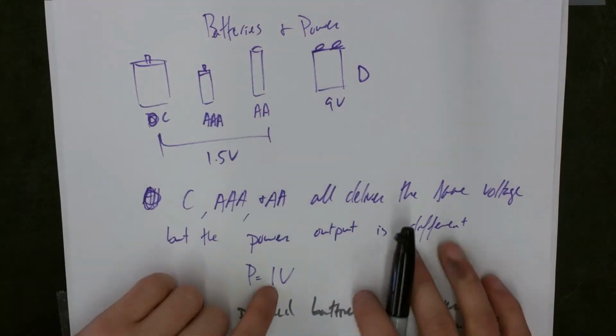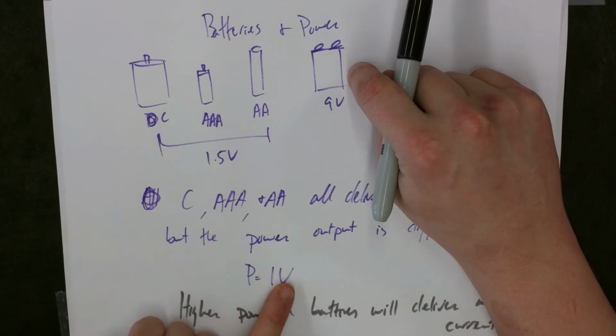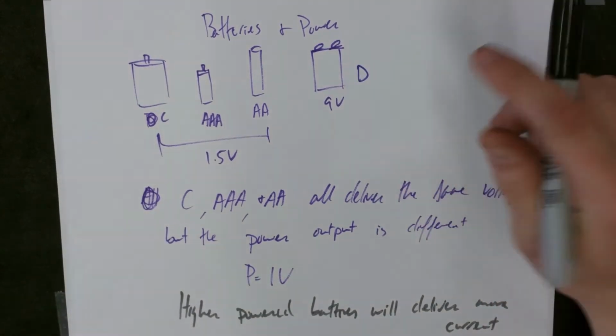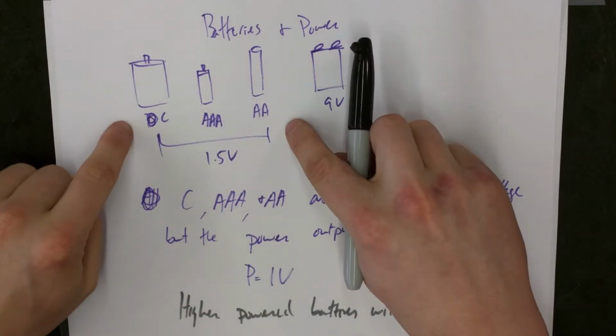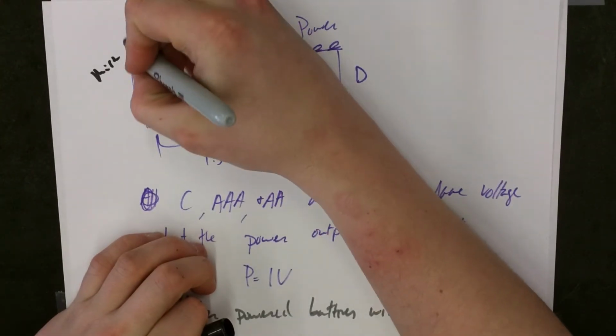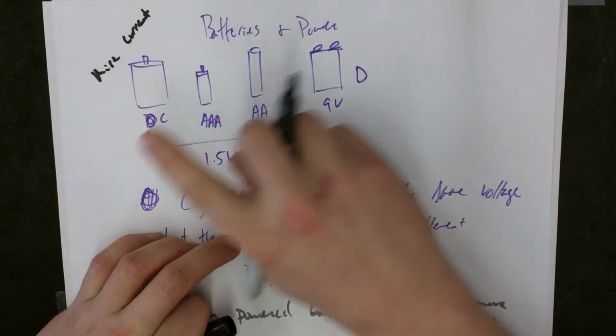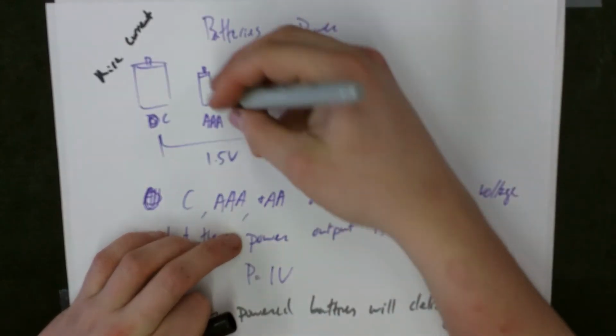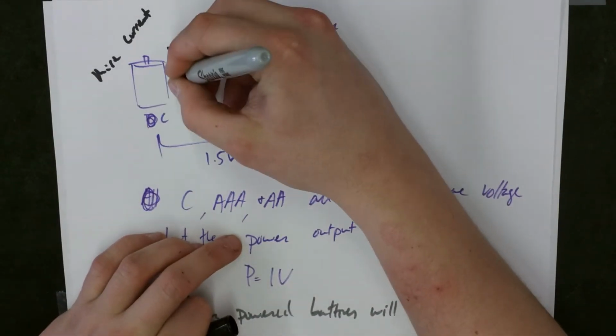And all of these have a different voltage than, say, your 9-volt battery. But just comparing these three, we're going to get more current here than here, than AAA.